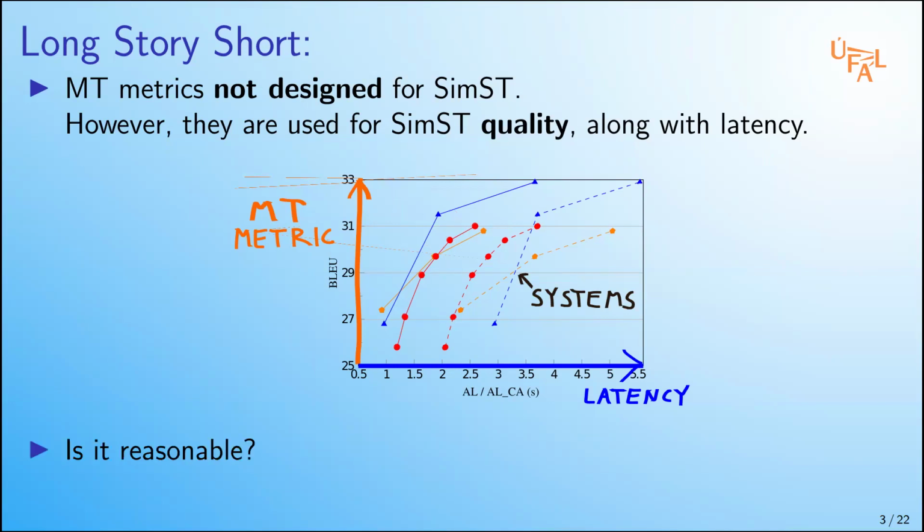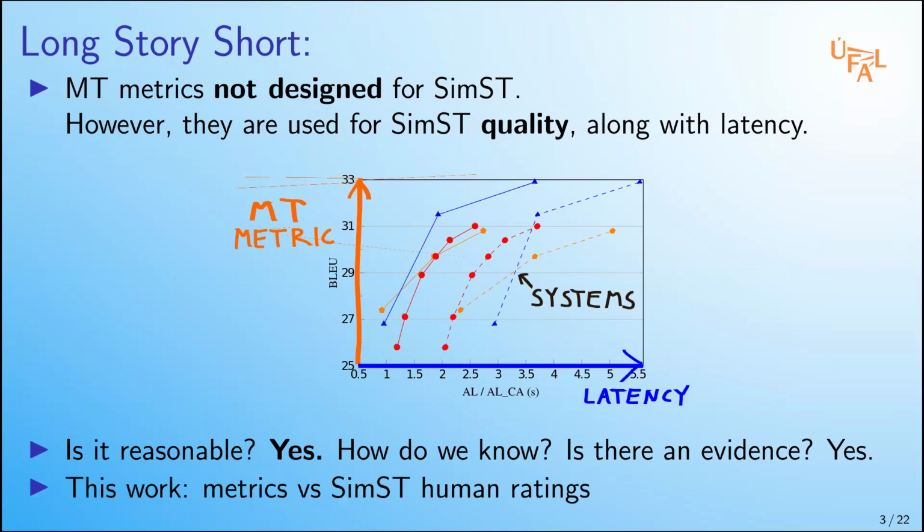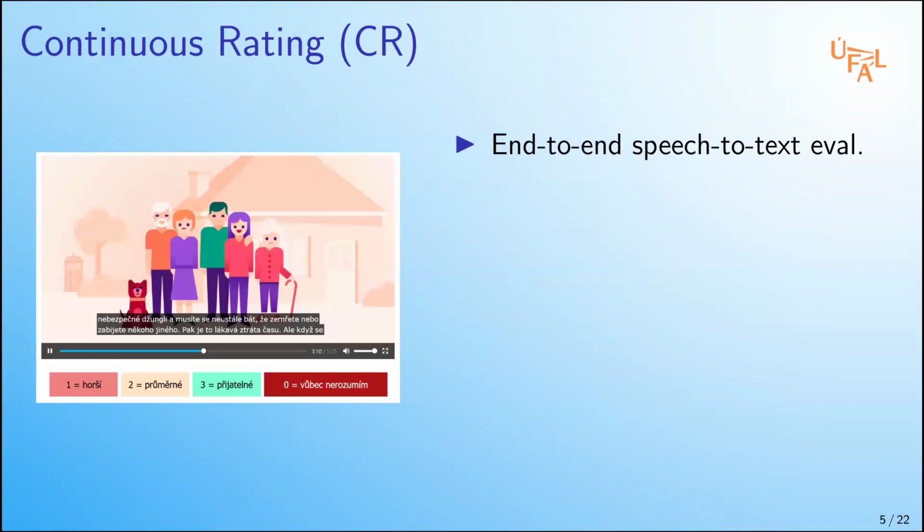Yeah, and everybody assumes that using machine translation metrics in this evaluation is reasonable, but there was no evidence. So we brought this evidence because we compared the machine translation metrics to human ratings of simultaneous speech translation, and the form of human ratings is continuous rating. It's an end-to-end framework for collecting speech-to-text evaluation from users.